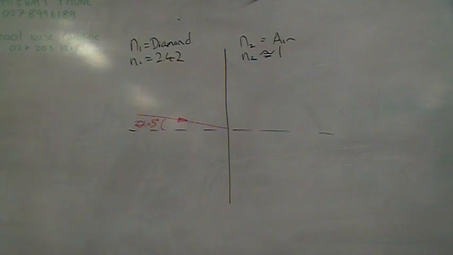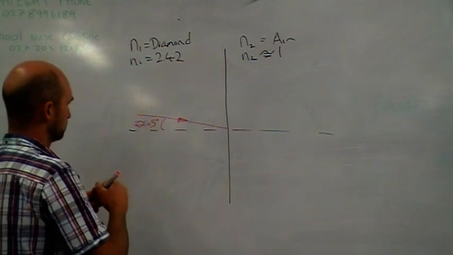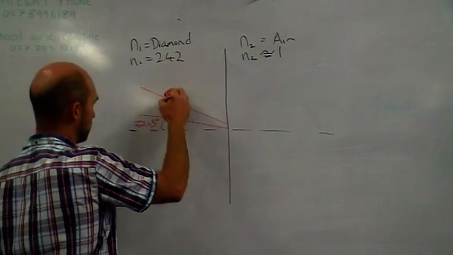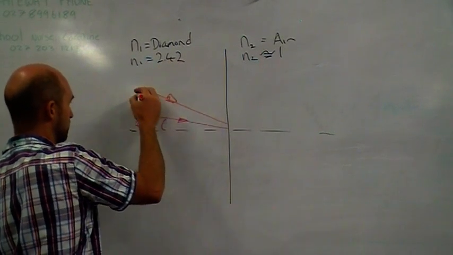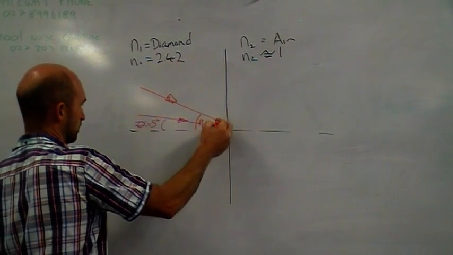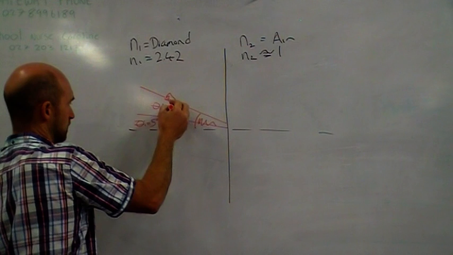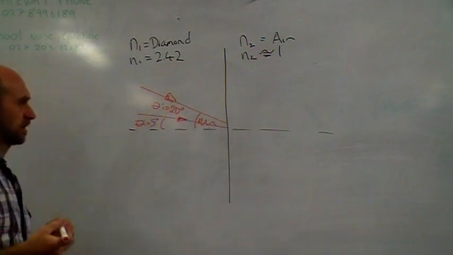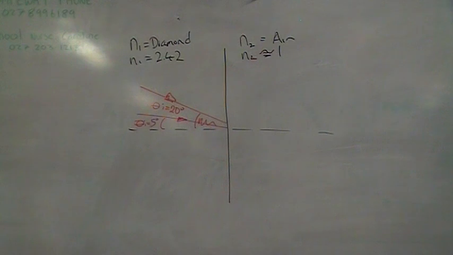I want you to find out the angle of refraction if the angle of incidence is 5 degrees. I want you to find the angle of refraction if the angle of incidence is 20 degrees, and if you finish that and there's still any time, I want you to think about what is the maximum possible angle of incidence.